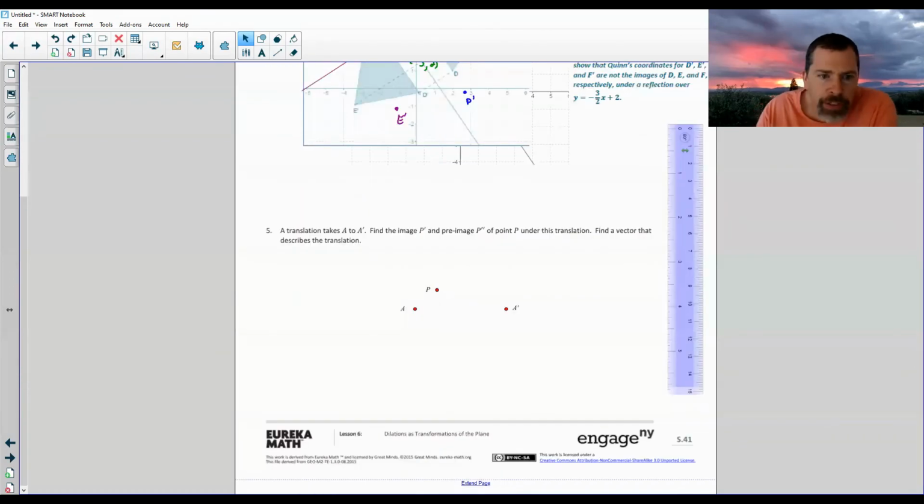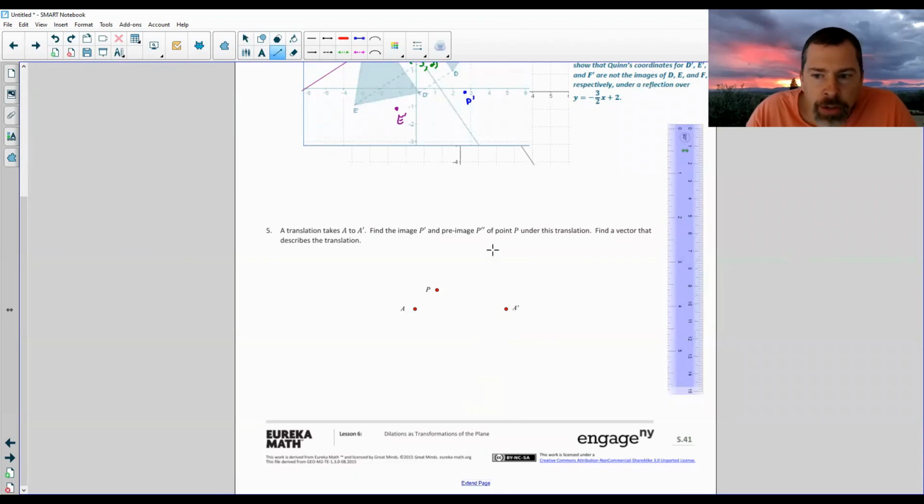Okay, number 5 says a translation takes A to A prime. There it is right there, a translation. Find the image P prime and the pre-image P double prime of point P under this translation. Find a vector that describes the translation. So remember, we have to draw vectors.